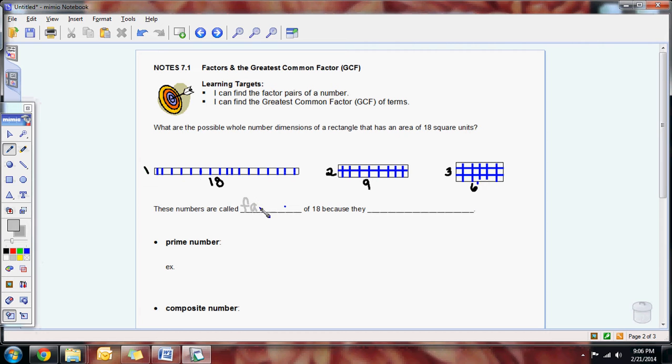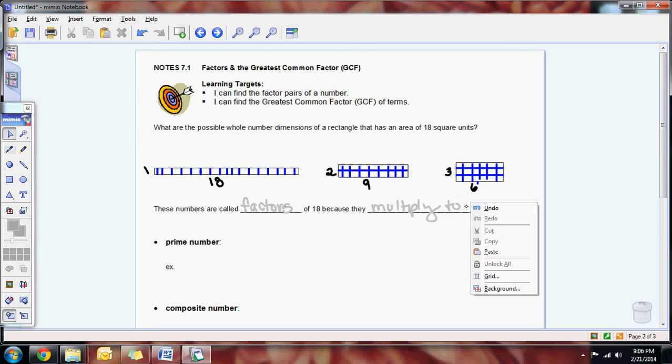Alright, so these are called factors. So 1 and 18, 2 and 9, 3 and 6, those are all factors because they multiply to give you 18. So factors are just the numbers that you can multiply together to get the term that you're trying to solve for.